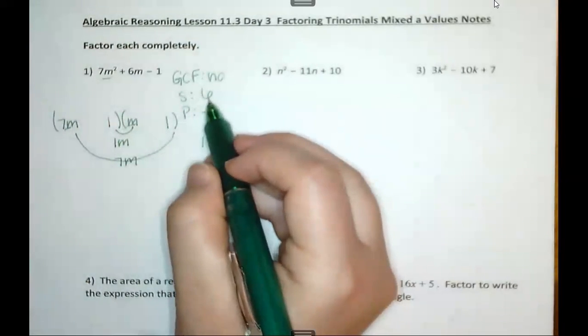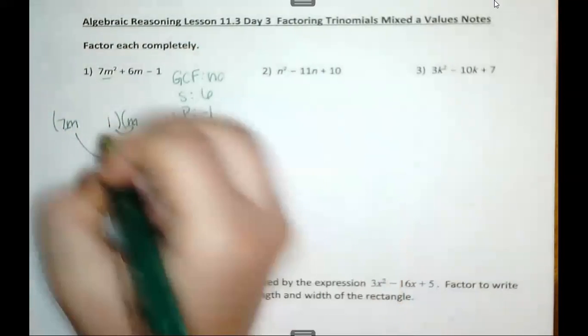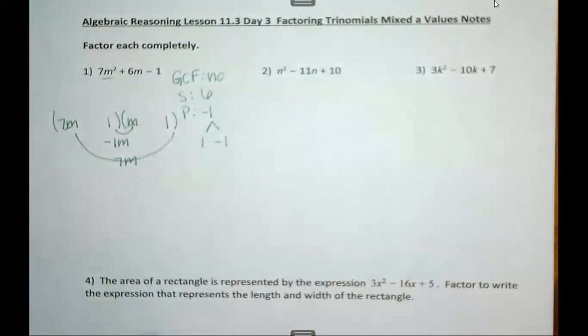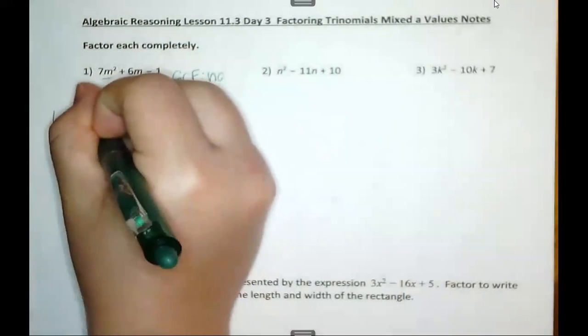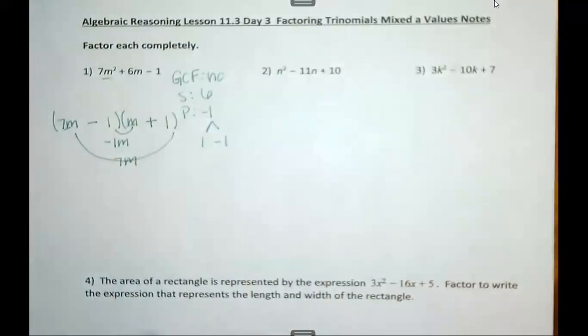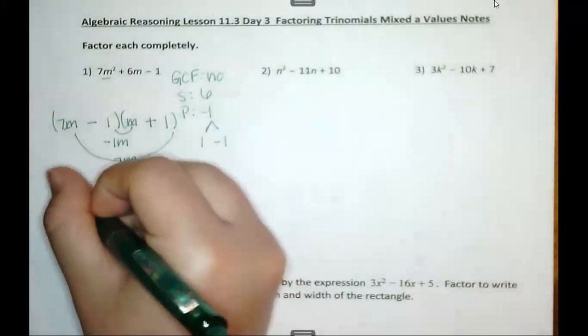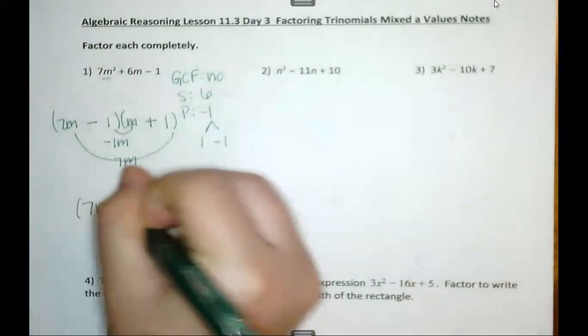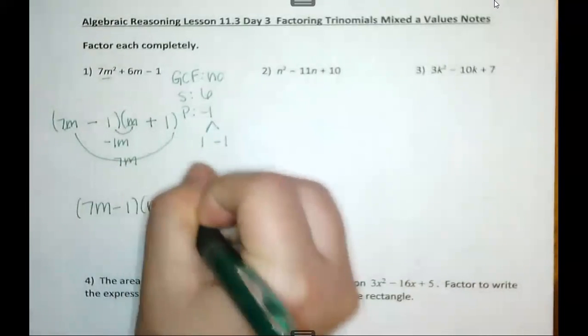If I need to end up with a +6, I just need to subtract 1m. And this came from here, so I make that one negative. The 7 came from the outside, so I make it positive. So my answer is 7m minus 1 times m plus 1.